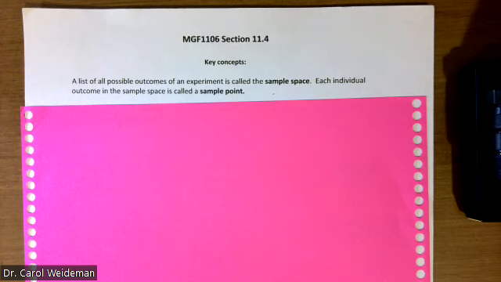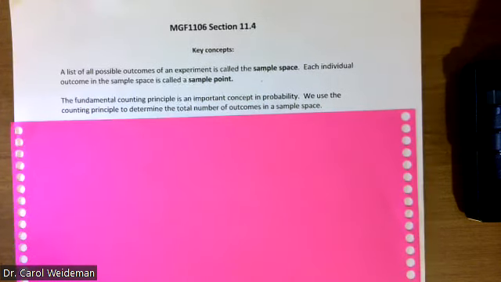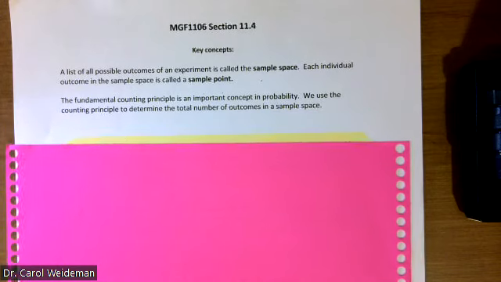The list of all the possible outcomes of an experiment is called the sample space, and each individual outcome in the sample space we call a sample point. And what we use to determine the sample space is called the fundamental counting principle. We use this to determine the number of outcomes in a sample space.